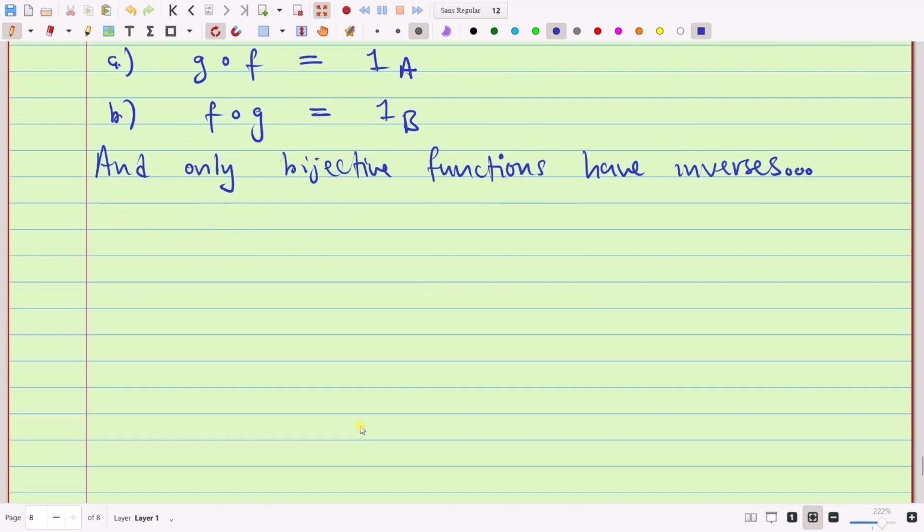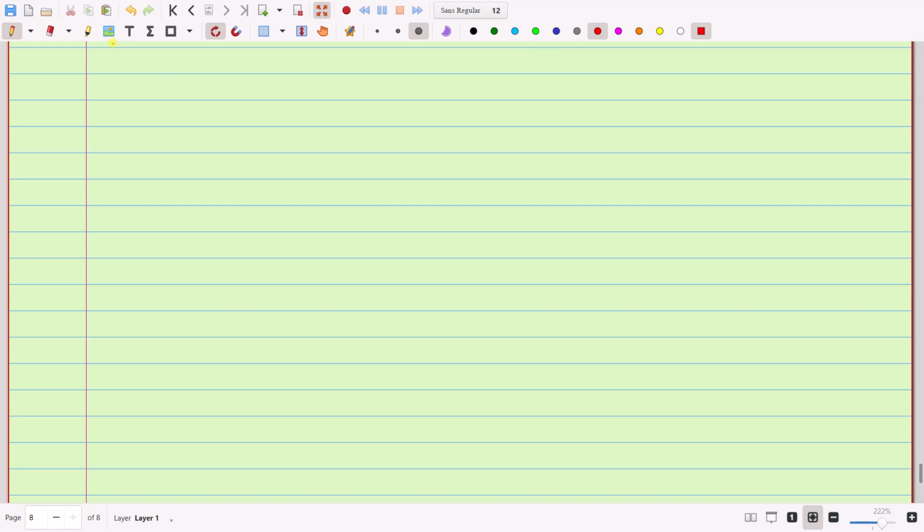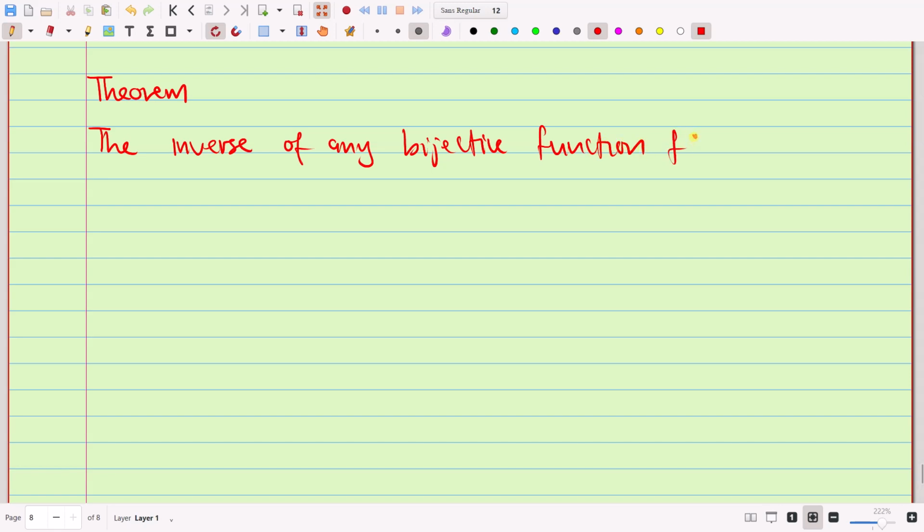So the next thing that we're going to do now is look at one of the important theorems that you should know when it comes to inverses. The inverse of any bijective function f from A to B is unique. So the inverse of any function is unique. Those are things that you should know: if you take any function which is bijective, the inverse of that function is always unique. So that's one thing that you have to know.